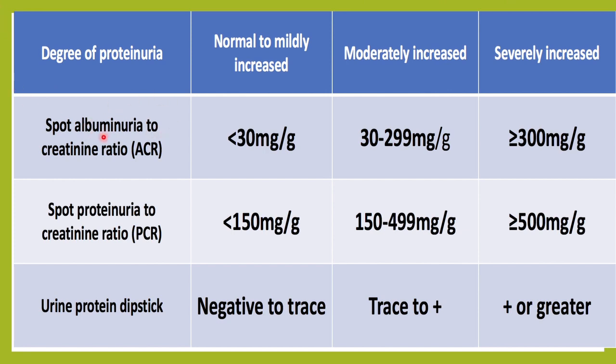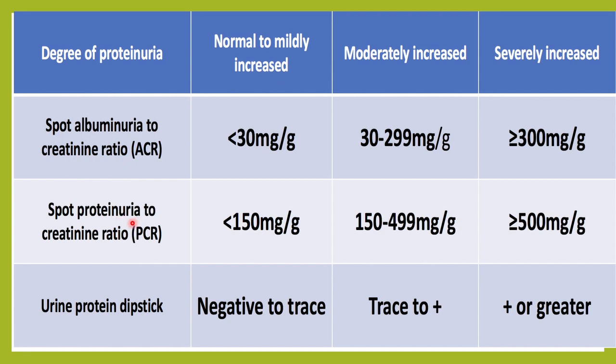See, अगर आप albuminuria या albumin to creatinine ratio देखोगे, whenever it is normal it is less than 30. Whenever it is moderately increased, we say when the albumin excretion is between 30 to 299 milligram, and when it is more than 300 milligram, it is severely increased. The same thing applies to proteinuria also.